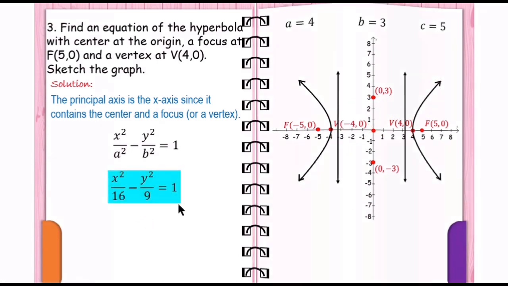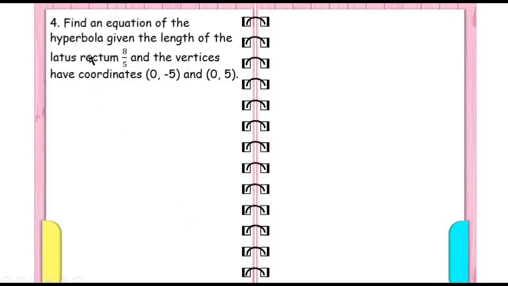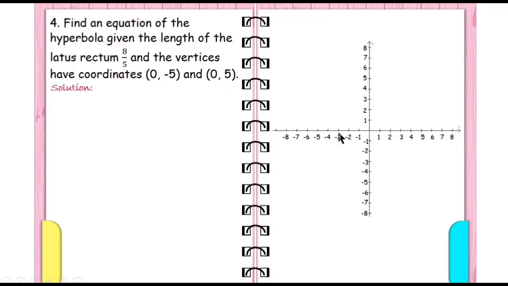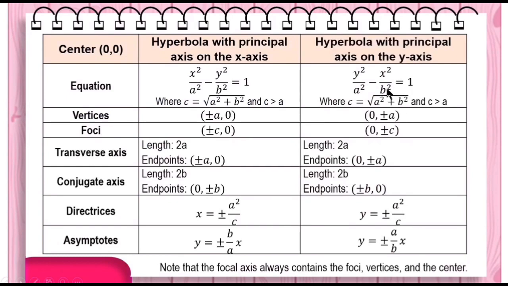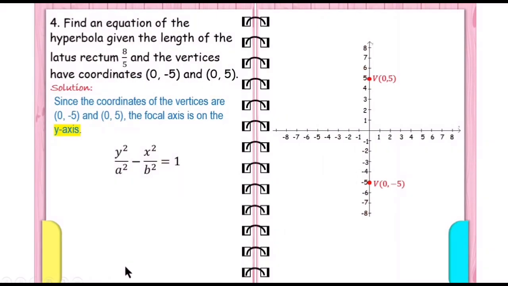Another example. Find an equation of the hyperbola given the length of the latus rectum 8 over 5 and the vertices have coordinates (0, -5) and (0, 5). First, plot the points (0, -5) and (0, 5). Since the vertices are on the y-axis, the focal axis or principal axis is the y-axis. And we use the equation y squared over a squared minus x squared over b squared equals 1. a is equal to 5. The distance from the center to each vertex is 5 units.